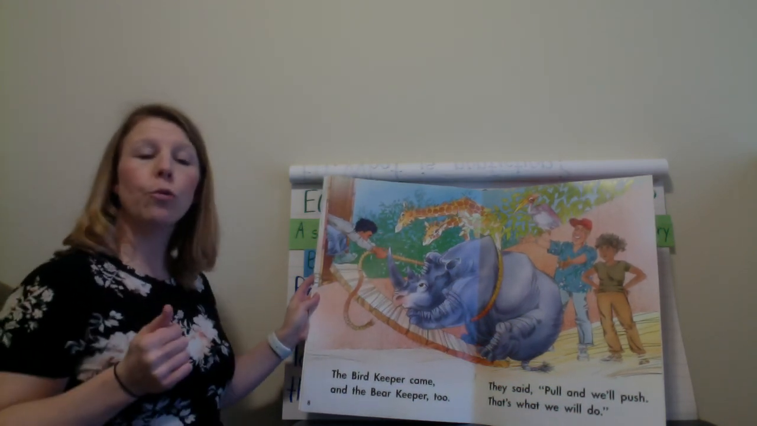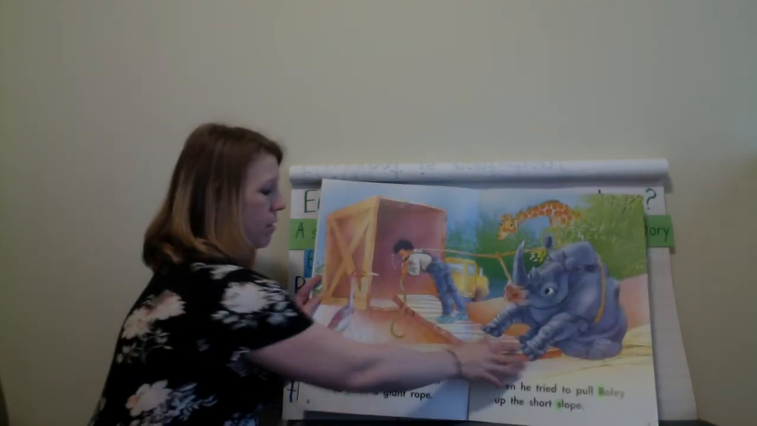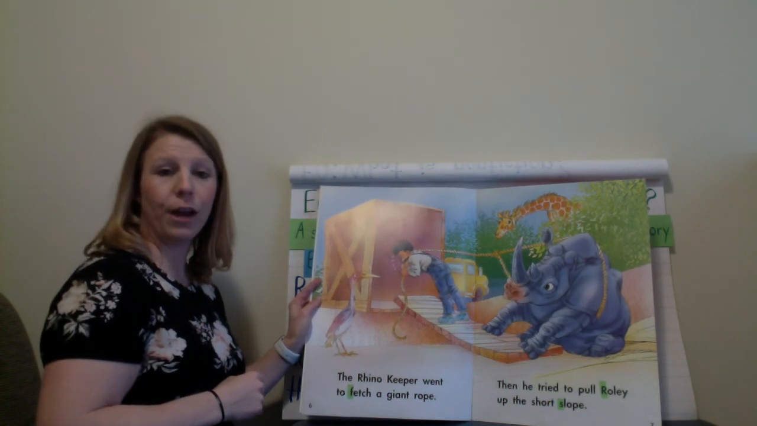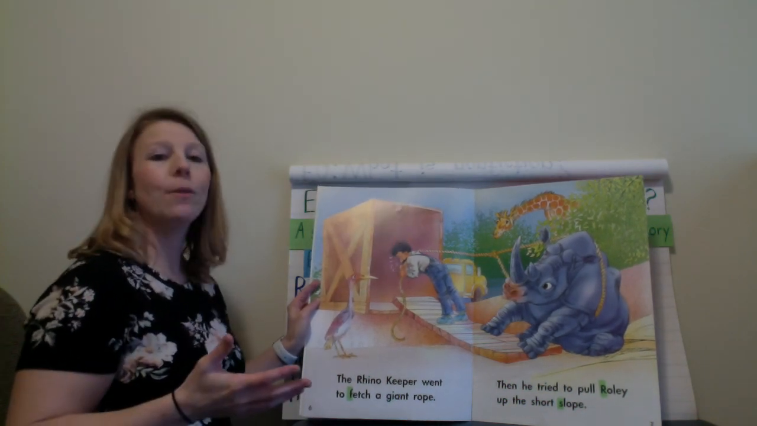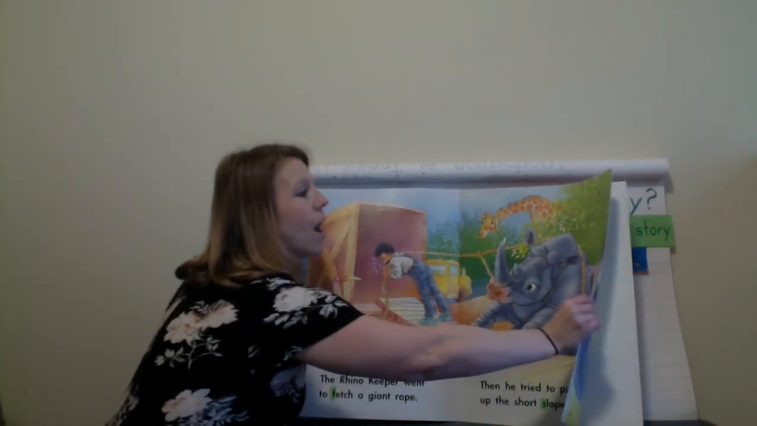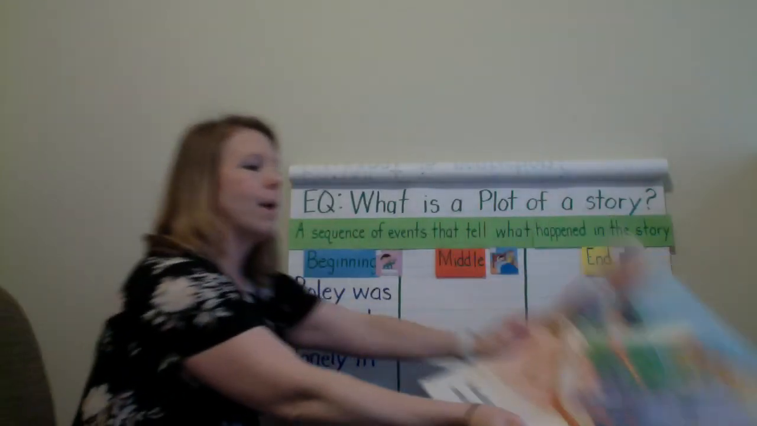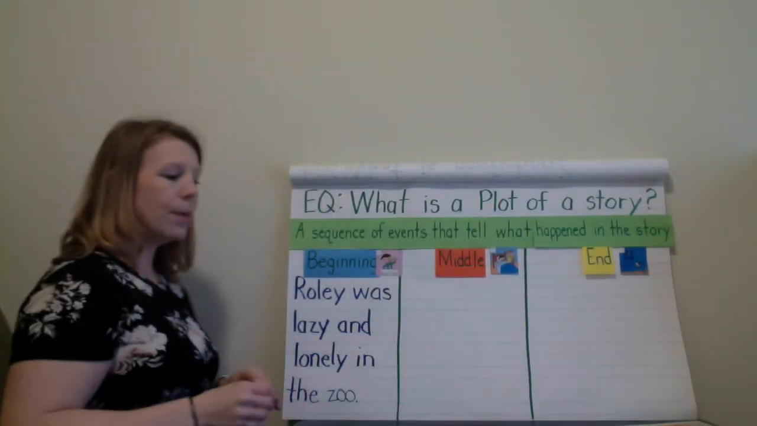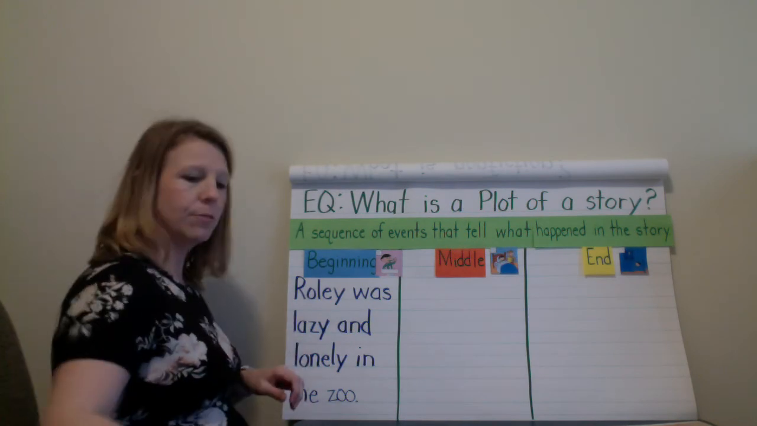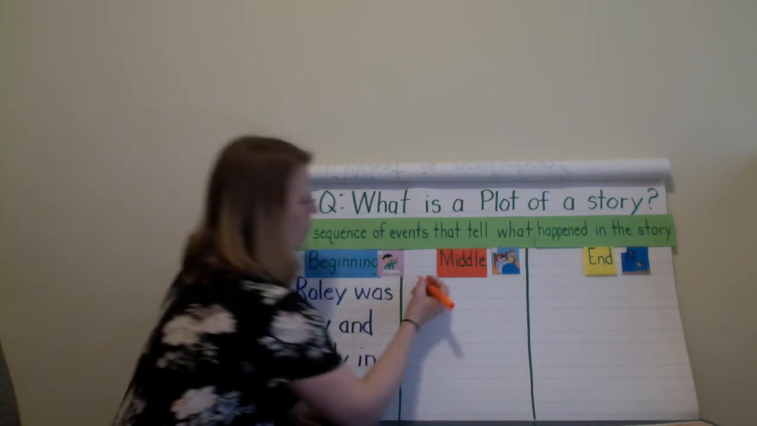Maybe you or someone else was thinking about this: the rhino keeper was trying to get Rolly into the crate. Those are both things that happened in the middle. Neither one of them is wrong. It's just something that I chose was different than yours, but they both happened in the middle. So I'm going to say that the bird keeper and bear keeper tried to get Rolly in the crate. We'll use the orange. I'm going to see if I can shorten it.